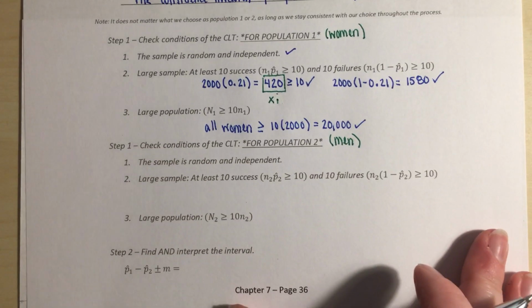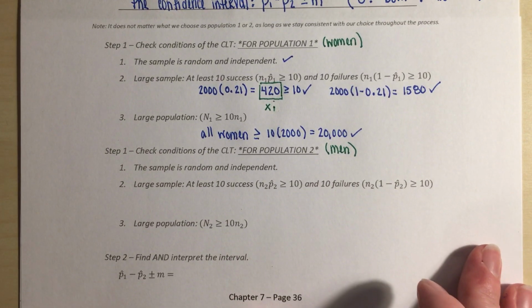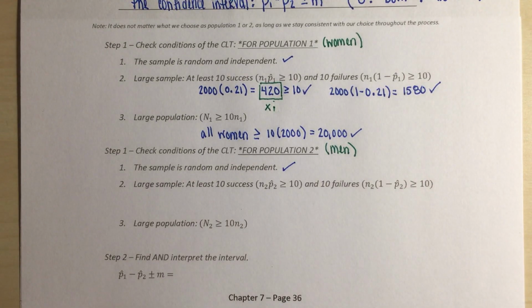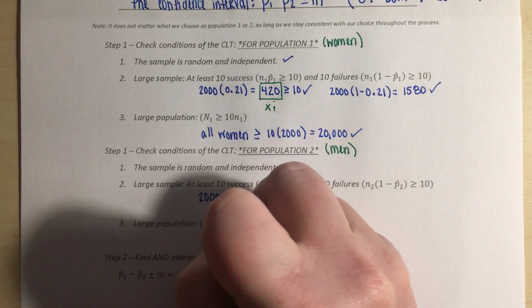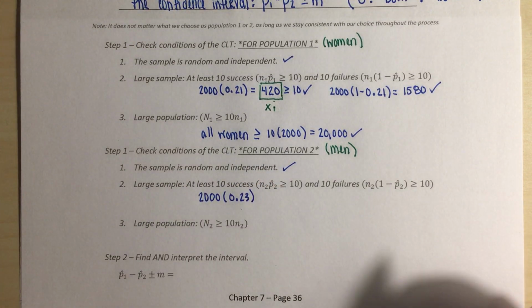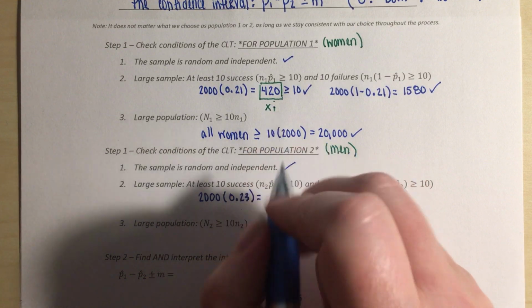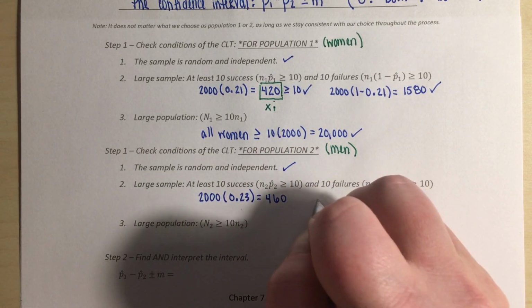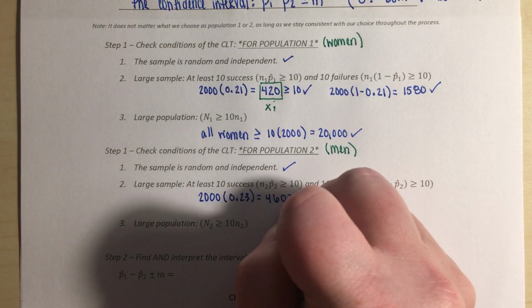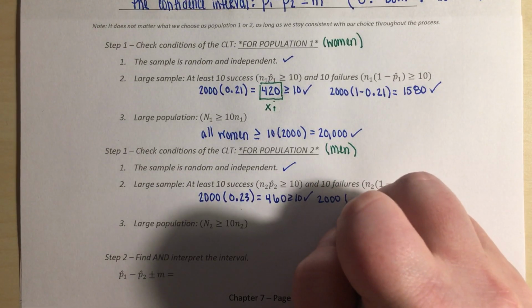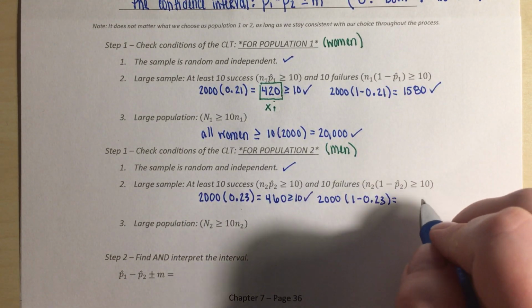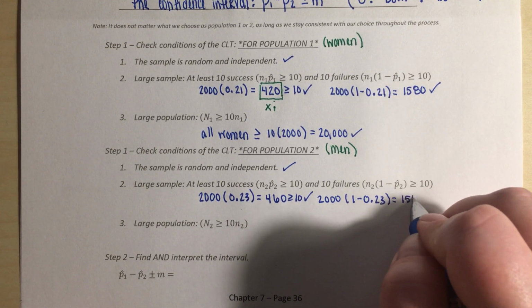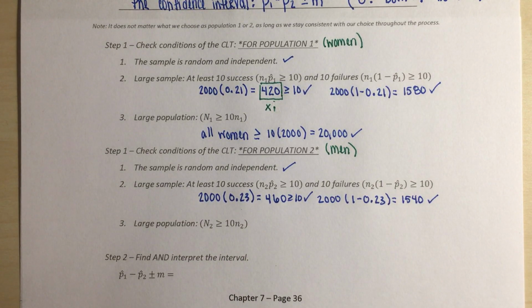Now we're going to check our conditions for our other population, men. Sample is random and independent. Yes, we're going to say that's true unless we're told otherwise. N2 times P2 hat. Our sample size for the men was also 2,000. P2 is 0.23. We multiply these together, and that gives us 460. Then for the failures, 2,000 times 1 minus 0.23 equals 1,540, which is also greater than or equal to 10.